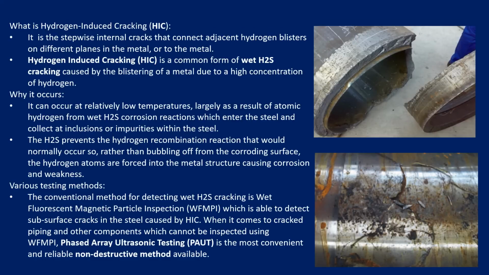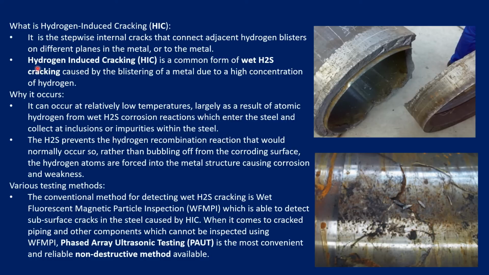First of all, let us try to understand what is hydrogen induced cracking. Right, it is just a definition. It is just stepwise internal cracks that connect adjacent hydrogen blisters on different planes in the metal. Okay, if you look at these pictures, these are examples of hydrogen induced cracking. It is generally a form of wet hydrogen sulfide cracking caused by blistering of metals, right, due to high concentration of hydrogen. This is the basic definition of hydrogen induced cracking.